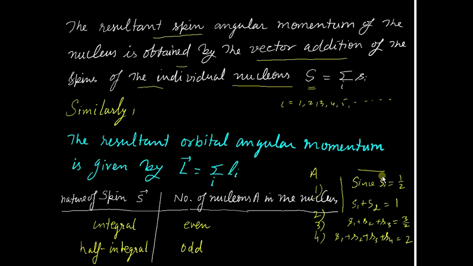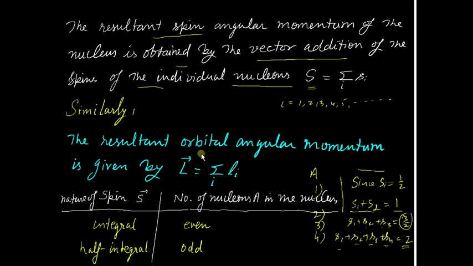Since you know that spin angular momentum is equal to 1 by 2, S1 will be equal to 1 by 2, S2 will be equal to 1 by 2. When you add these two, S1 plus S2 is equal to 1. If there are 3 nucleons, then the total S will be the sum of these 3, S1, S2 and S3, and now the spin angular momentum is 3 by 2. If there are 4, then it will be 2, and similarly you can add. So this is the result of spin angular momentum.